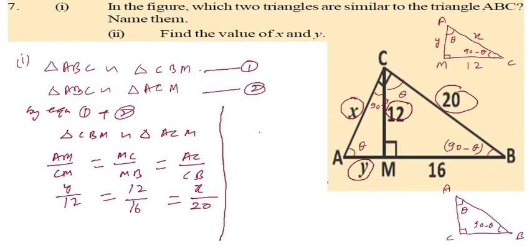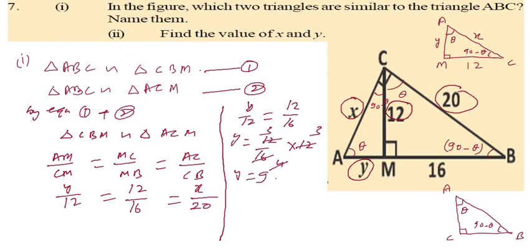You can see here that Y upon 12 is equal to 12 upon 16. So Y will be equal to 12 upon 16 into 12. So 4 fours are 16 and 4 threes are 12. 4 ones are 4, 4 threes are 12. So Y will be equal to 9, and that is your answer.